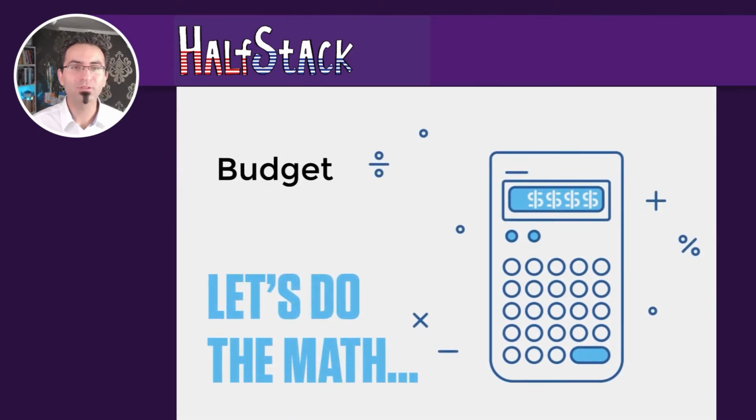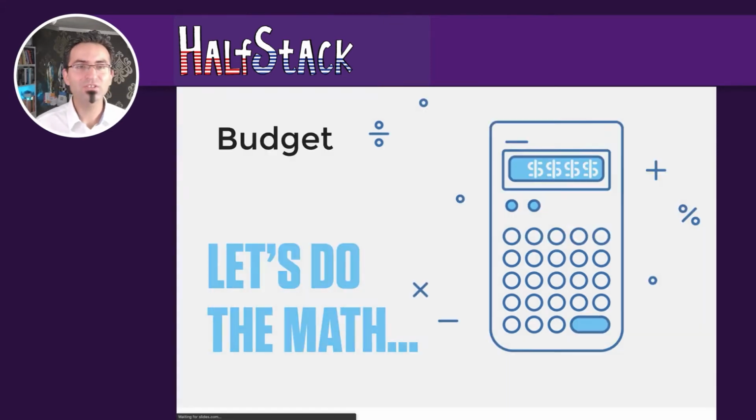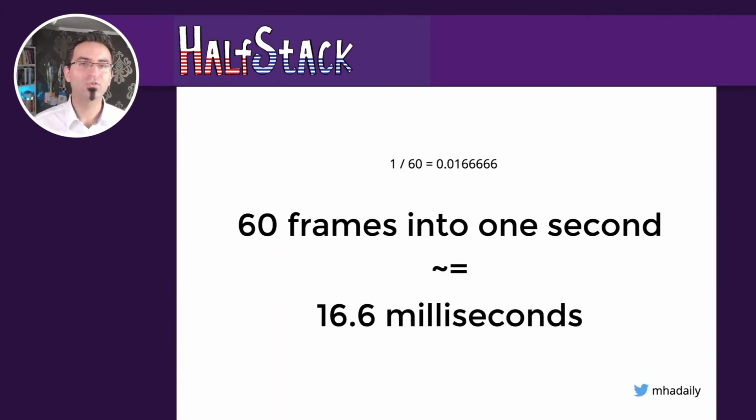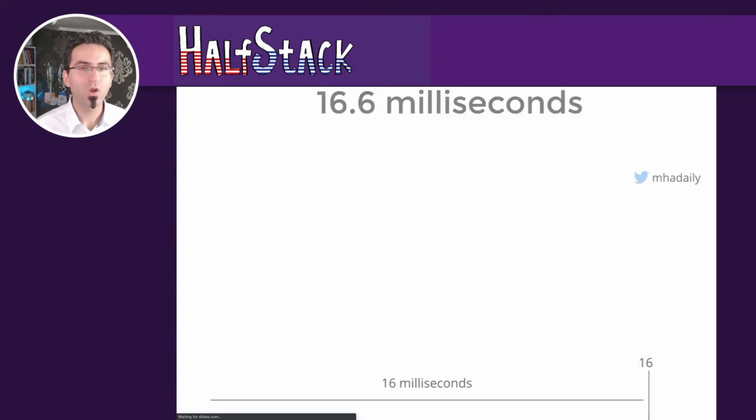Okay, of course, but let me do a calculation here, do a math. Imagine that you want to actually run 60 frames in 1 second, and that means the budget that you have is almost 16.6 milliseconds, right? So what does that mean?